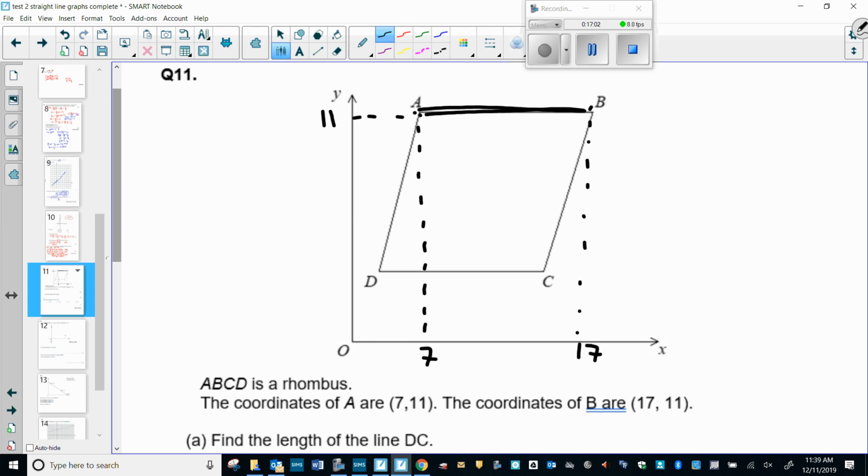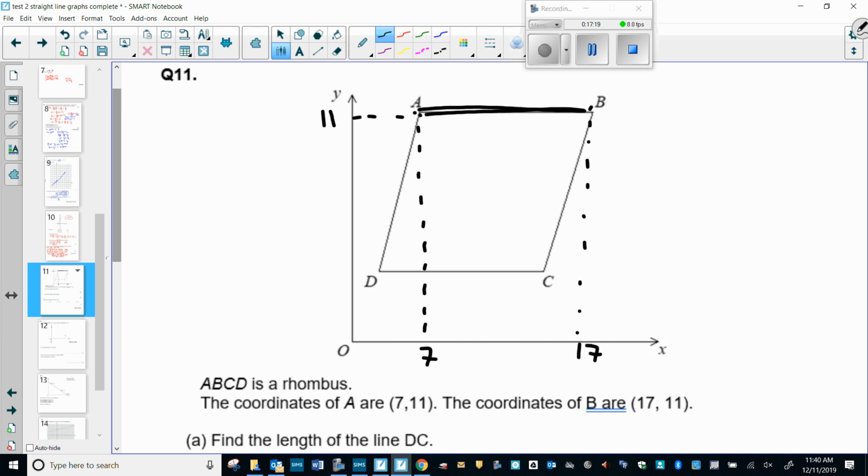I want to know the value of it, please. Oh, you find the length of the line? That's what we're trying to establish. Can we just do it easily and quickly, Hayley? 17 minus 7. Lovely. The length of this line here must be 17 take away 7.